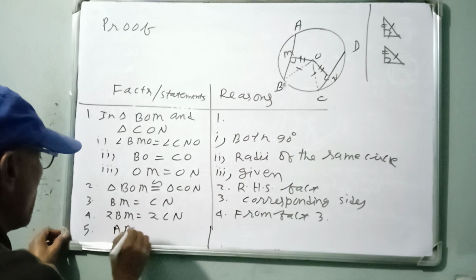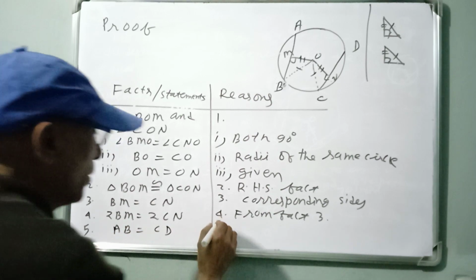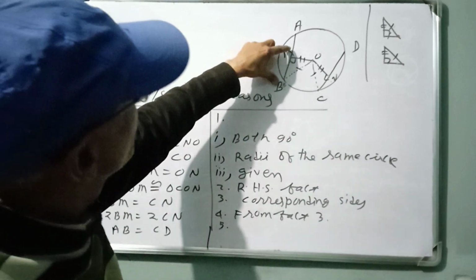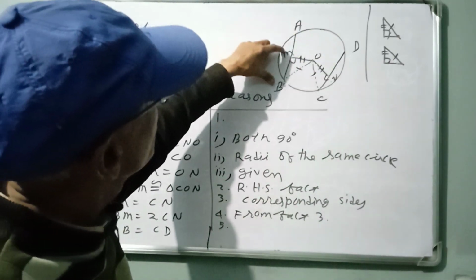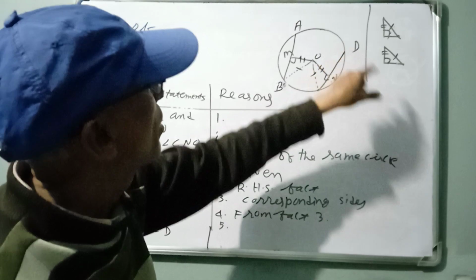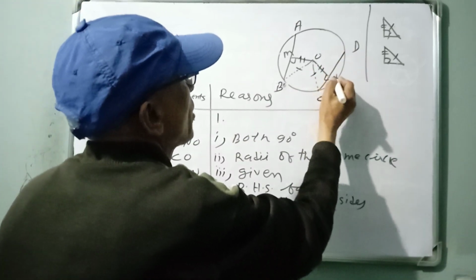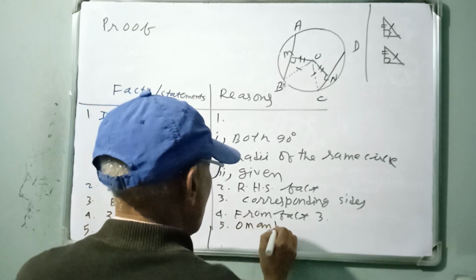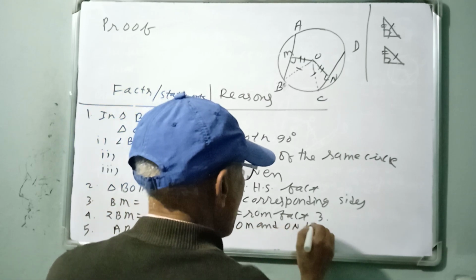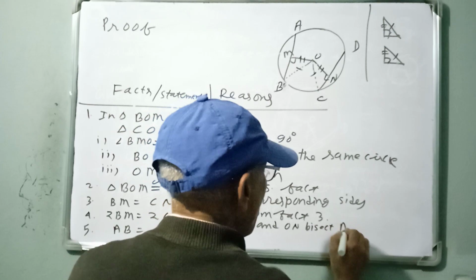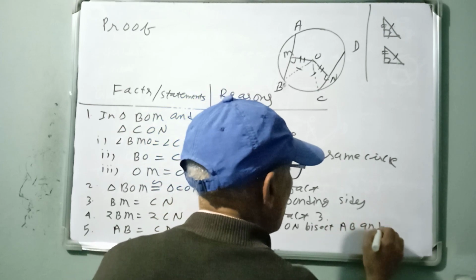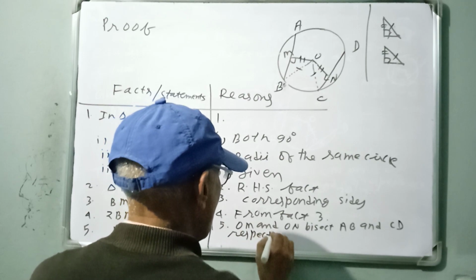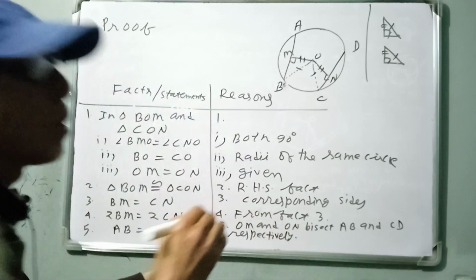AB equals CD. Why is AB equal to CD? Because BM equals CN. BM doubled is AB, CN doubled is CD, because OM and ON bisect AB and CD respectively, they bisect because they are perpendicular.